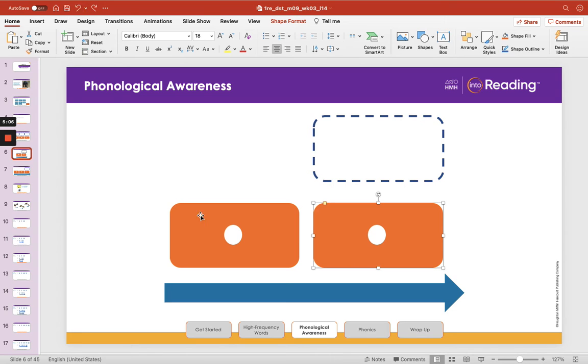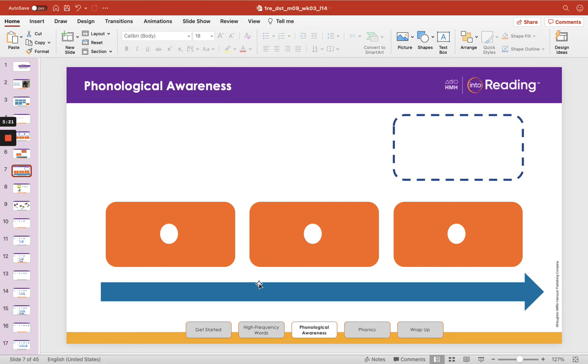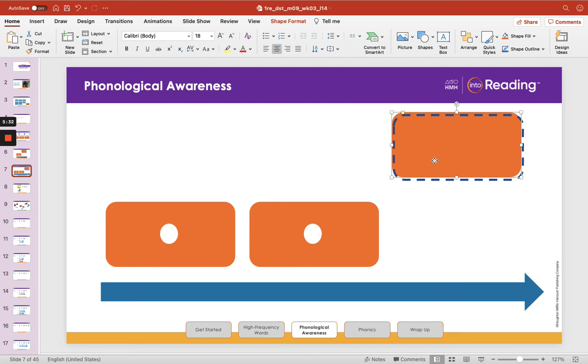Lunches. Take off the es at the end of lunches. Say your new word. Lunch. Good job. Okay, so let's try a couple more. Coffee pots. Take off pots. What's your new word? Coffee. Good job.